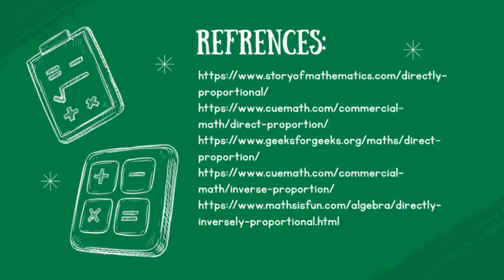We can find the answer using the formula 4 times 6 equals 8 times t. That means 24 equals 8t, so t equals 3 days. This shows that doubling the number of workers halves the time needed. So in inverse proportion, as one quantity goes up, the other goes down, but their product stays the same.